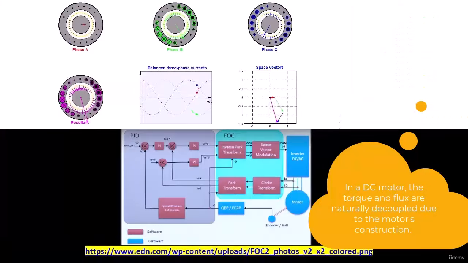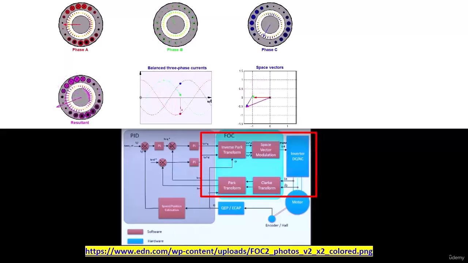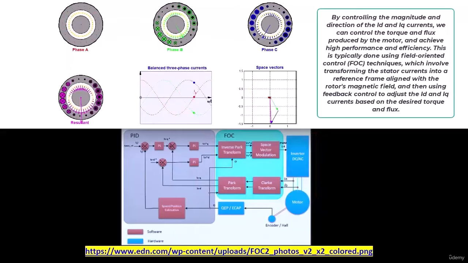In summary, the use of the Park and Clarke transformation, along with other control techniques, is an essential part of field-oriented control of induction machines. By decoupling the torque and flux components of the motor, it is possible to achieve precise control of the motor's speed and torque, which is important in applications such as robotics, electric vehicles, and industrial automation.